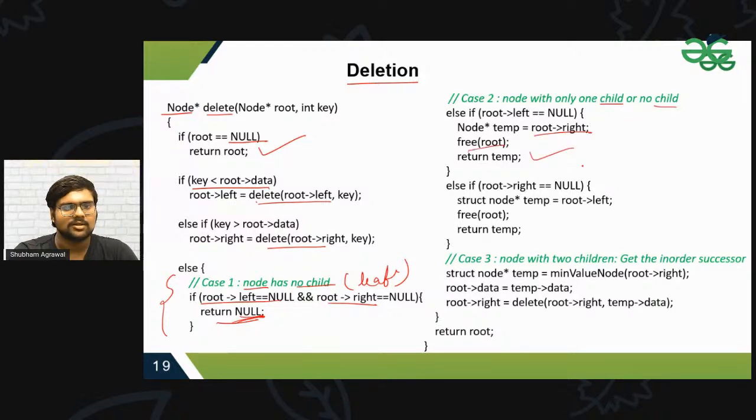Similarly for the right child also. And this is the case in which we first find the minimum value node in the right subtree. So the minimum value node in the right subtree will be our in-order successor. So here we will search for the minimum node in the right subtree of the node that we have to delete. Then we will just copy the data and we will delete that in-order successor. So this is the simple code for the deletion in BST, and in this way we can delete it.